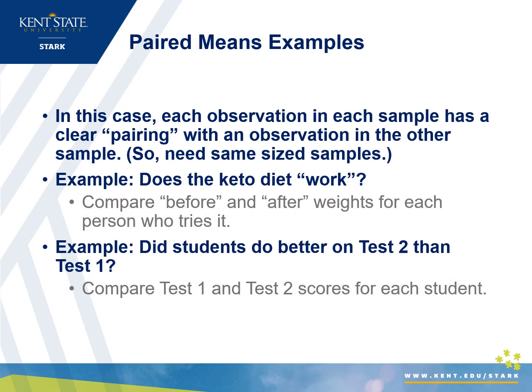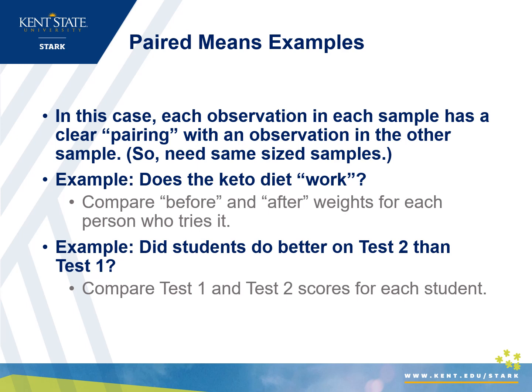So let's start with paired means, also known as matched pairs. In this technique, you have to have each observation in one sample paired with an observation in the other sample, typically based on some kind of what I like to call a natural pairing. The most obvious case for this would be before and after types of comparisons.